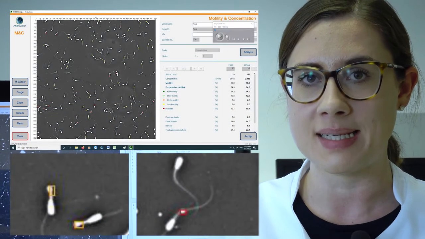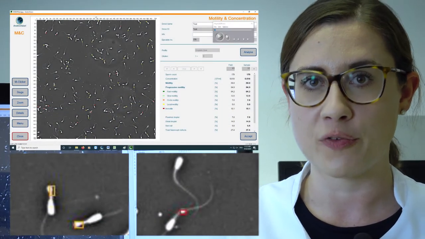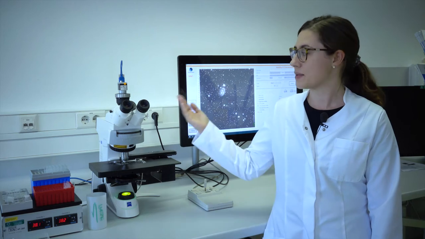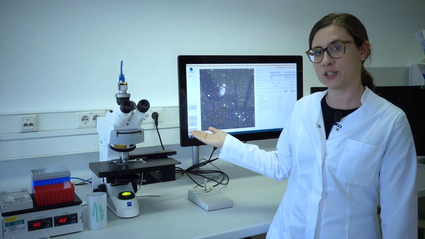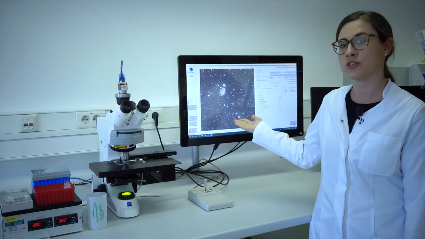Furthermore, Minitube offers a module for the automated recognition of proximal and distal plasma droplets as well as bent tails, the Minitube Automorph module. This is the microscope with the heated scan stage and the camera that is connected to the computer with our AndroVision software.